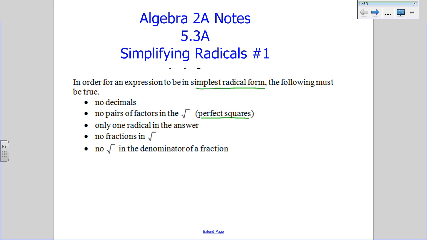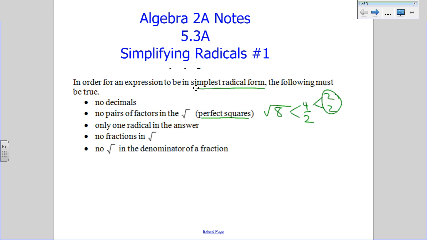What that means is I can't have the square root of 8 under there, because 8 is 4 times 2, or there we have that perfect square. Or if we were to keep breaking it down, here is a pair of 2. So we can't find a pair of factors or a perfect square underneath the radical. There can only be one radical in the answer, and we'll see that as we move through our operations. No fractions in the radical, and then no radical in the denominator of a fraction.